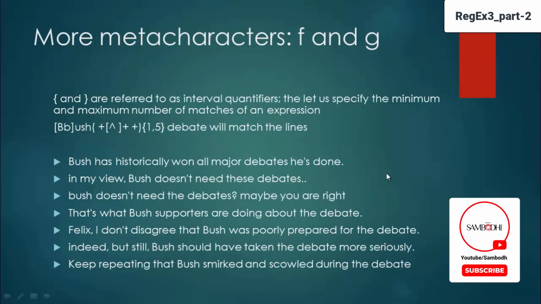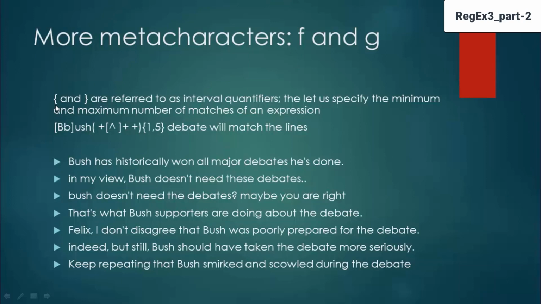Now moving on, what are the next set of meta characters? We have interval quantifiers, which use curly brackets. They let us specify the minimum and maximum number of matches of an expression. For example, here, Bush starting with a B and small b plus, with 1 comma 5. So we are setting the minimum and maximum number of matches, 1 and 5.